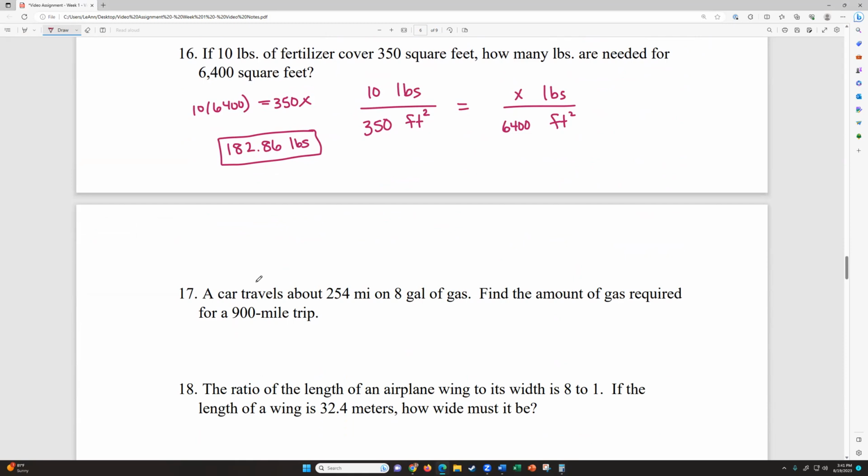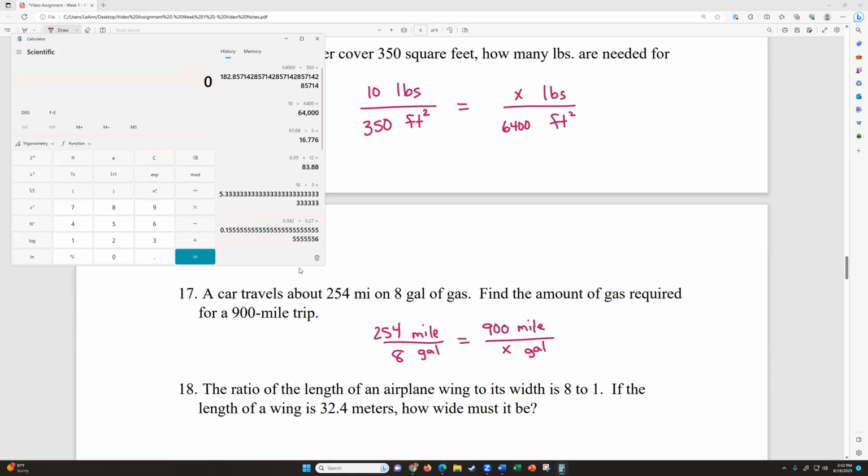I have a few things I want to do for you in video format there. So we have, if the car travels 254 miles on 8 gallons of gas, so we're going to be doing miles over gallons. Find the amount of gas required, so that's going to be the gallons of gas, so we don't know that, for a 900-mile trip. So you can write miles or you can use the abbreviation. But we had 254 miles for 8 gallons is what our car can use. So how many gallons would we need if we need to travel 900 miles?